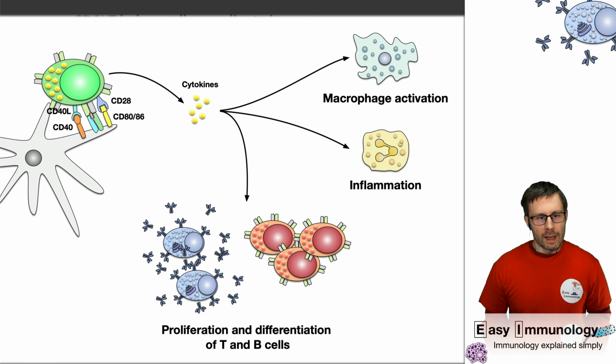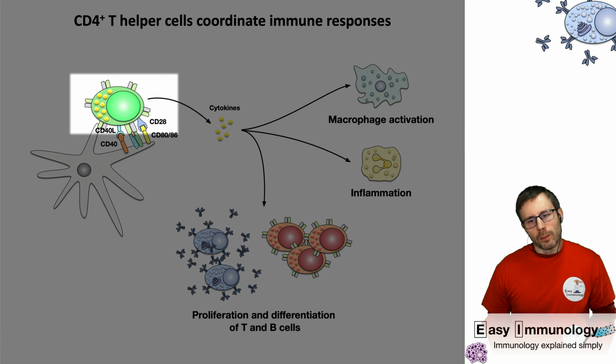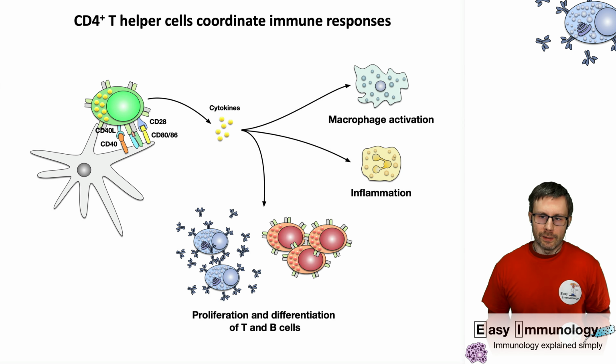These are the red guys. And they can activate B cells. In a way, these CD4 positive T cells are the managers of the immune system. So they tell all the other cells, or most of the other cells, what to do. And then they can coordinate in this way the immune response.